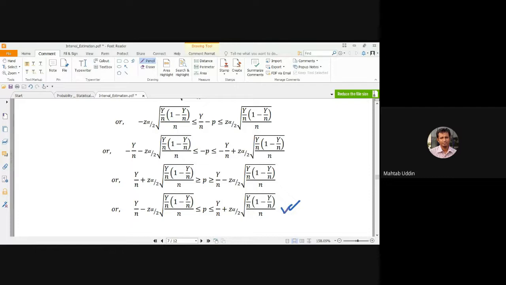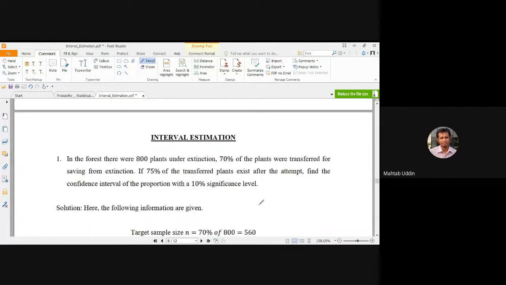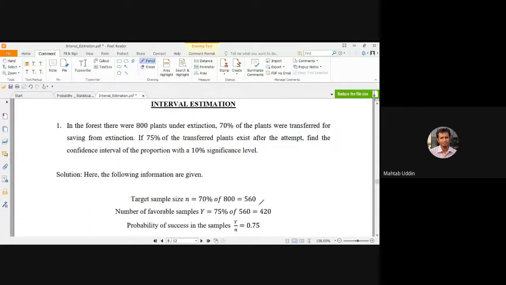Okay, let us start. We'll try to find this with an example. Look at this. In a forest, there are 800 plants under extinction. How many plants in total? 800 plants. But definitely you cannot do the work with everyone. That is, 70% of the plants are transferred. How many plants are transferred?